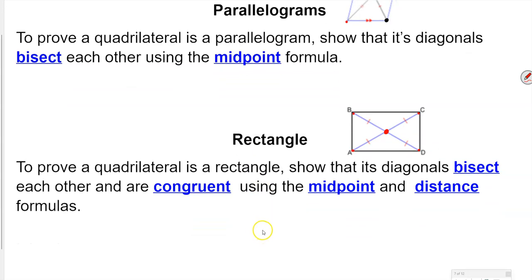Now, when we talk about rectangles, to prove that a rectangle is a rectangle, we show that its diagonals bisect each other again. Now, this is true of all of these shapes because they're all parallelograms, okay? So, the other thing that we would do is we would say that they are congruent, and we would use the distance formula for that. We're going to talk about that and do that in a minute.